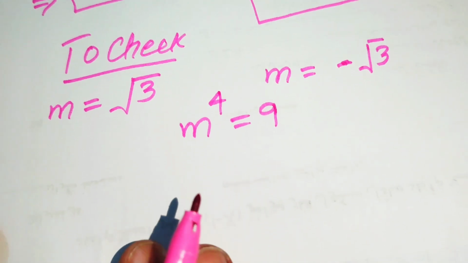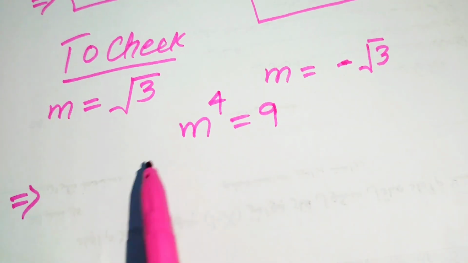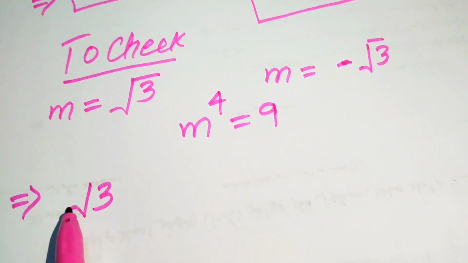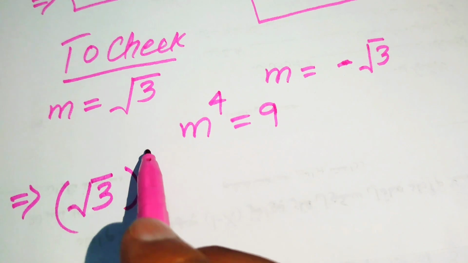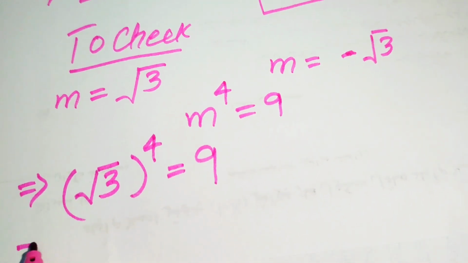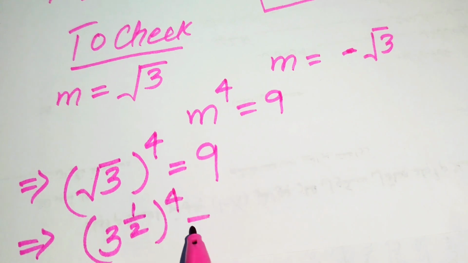So we substitute the value of m on the left hand side, and we check the behavior. The left hand side is square root of 3, so we substitute it here: square root of 3 and its whole power 4 equals 9. When we convert this square root of 3 into exponential form, it is written as 3 to the power of 1 over 2, to the power 4, equals 9.